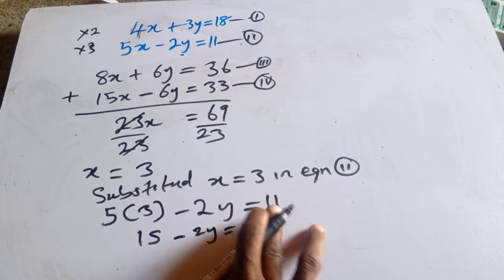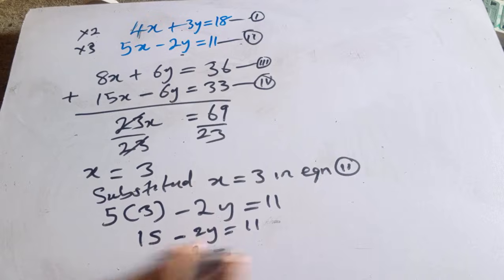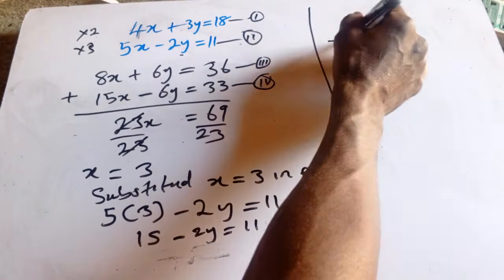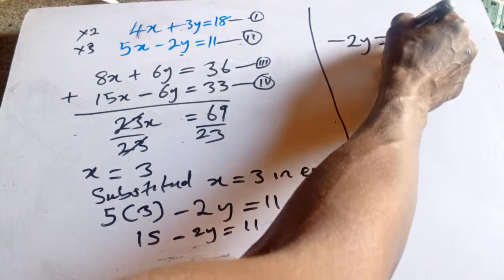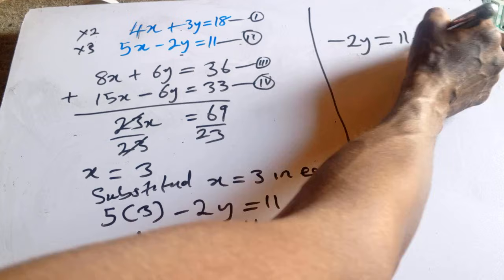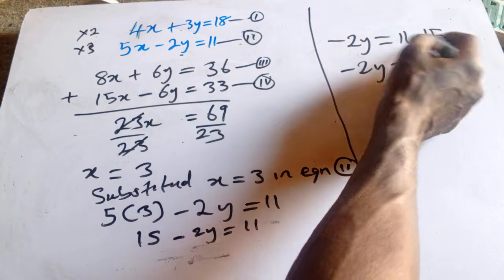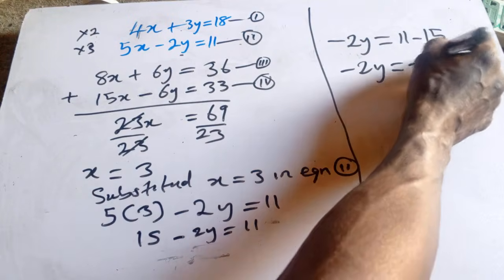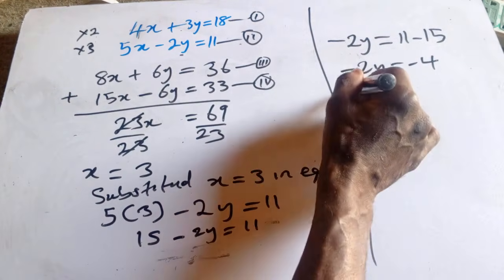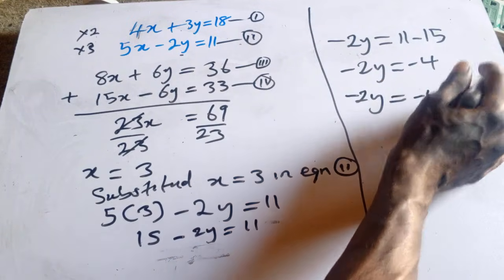We can take the 15 to that side. We say we have minus 2y is equal to 11 minus 15. We have minus 4. Then we can say minus 2y is equal to minus 4.